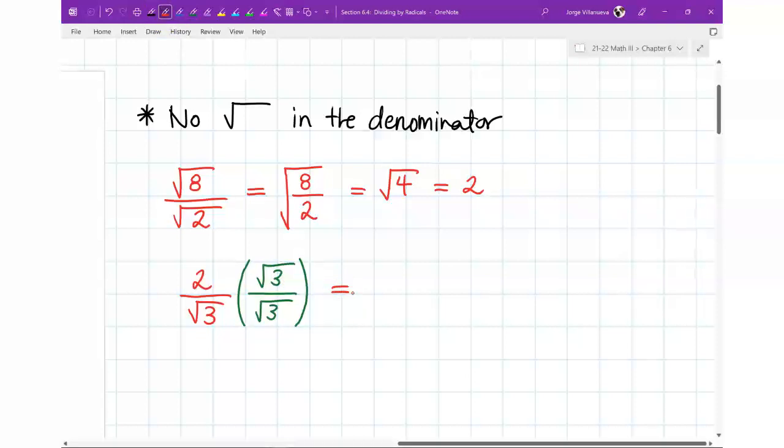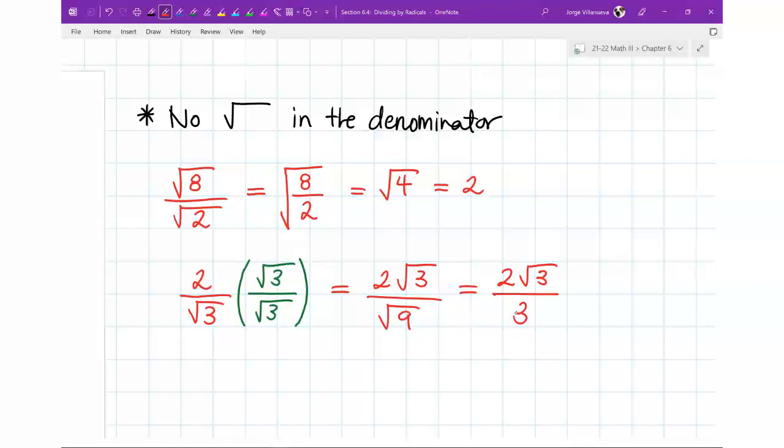Well, 2 times radical 3, we did multiplication of radicals, right? That just becomes 2 radical 3. Radical 3 times radical 3 is radical 9. What's the square root of 9? On the bottom, 3. So there's your answer. Notice square roots are gone from the bottom. So there are ways for us to get rid of things. Now there's this other thing called conjugation or conjugates, but we'll get to that when it's time. We're not going to do that right now.